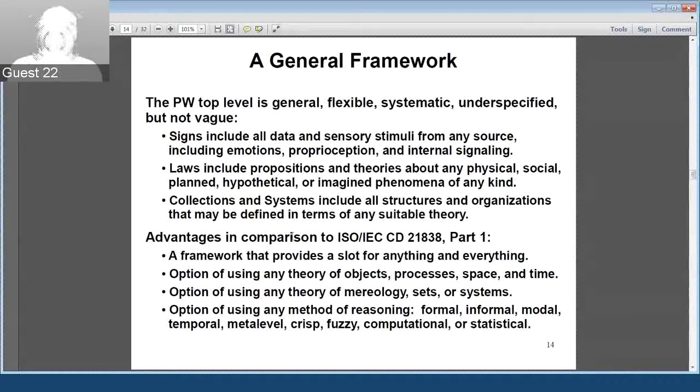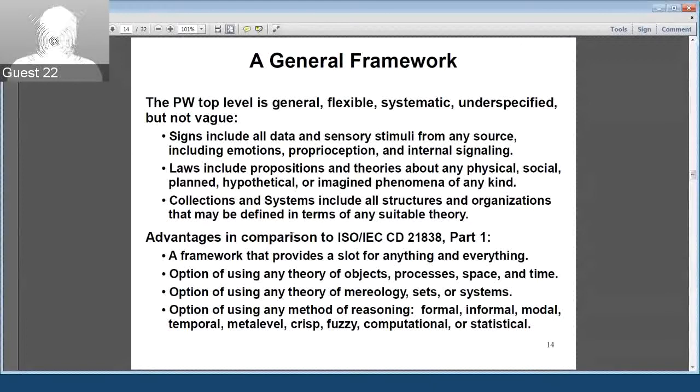Now, I believe also that it has some advantages in comparison to part one of the proposed ISO standard for ontology, and that is that the framework provides a place for anything and everything. And that point is not emphasized in part one. And the BFO ontology, which is very close to part one, in fact, one reason why I complain about part one is that it's too biased towards BFO. Now, I have nothing against BFO.